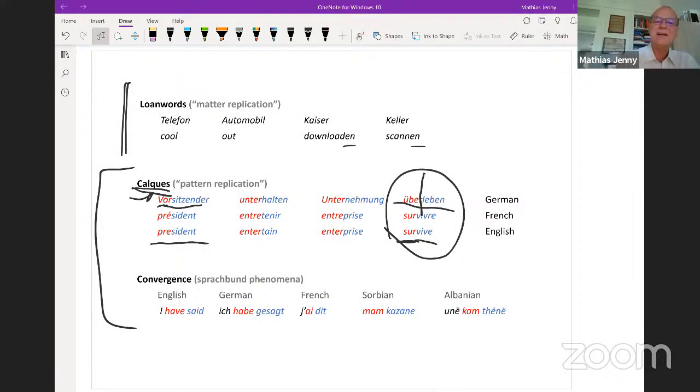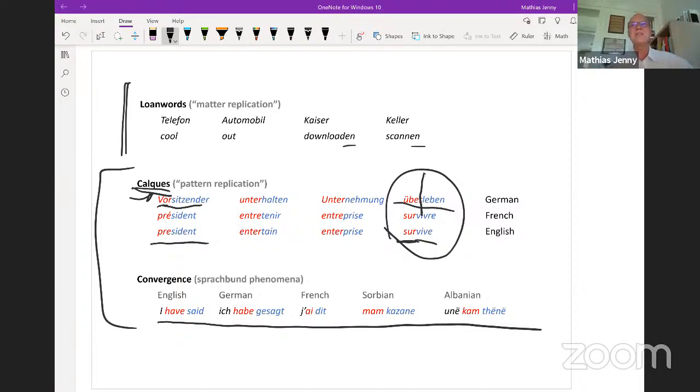And then another kind of pattern replication, where we don't really know where it came from, is the way of making the perfect tense. You all know that in English, I have said, I have eaten. This have doesn't really make sense. It's not about possessing said; this have is just the tense. Now, it doesn't make logical sense, but all languages in Europe do this.